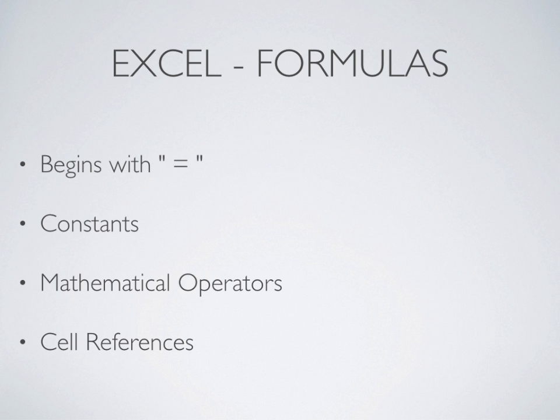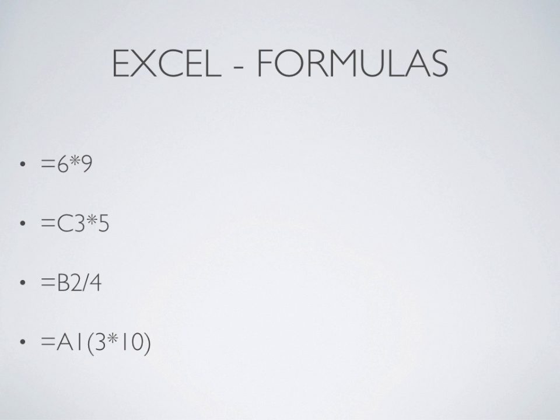So they look similar to what you're going to see right now, which is equals 6 asterisk 9, 6 times 9, equals C3 times 5, where C3 is referring to a specific cell. This is also known as cell referencing. And below that we have B2, again a specific cell, divided by the number 4. And lastly we have equals A1, but you're going to multiply everything by 3 times 10. I'm simply playing with the mathematical operators. This can look a bunch of different ways, so these are simply examples.